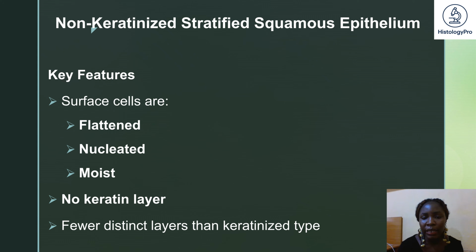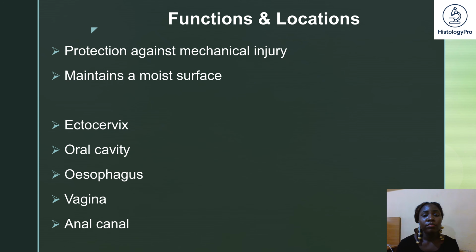We can still identify the basal layer, the intermediate layer, and the superficial flattened cells in this stratified squamous epithelium. However, the classic layers such as the stratum granulosum and the stratum corneum, which we also know as the onion layer, are absent. Now let's look at the function and the location of non-keratinized stratified squamous epithelium.